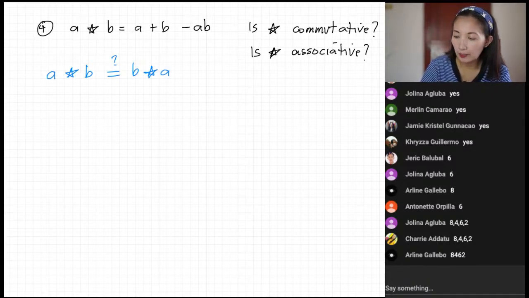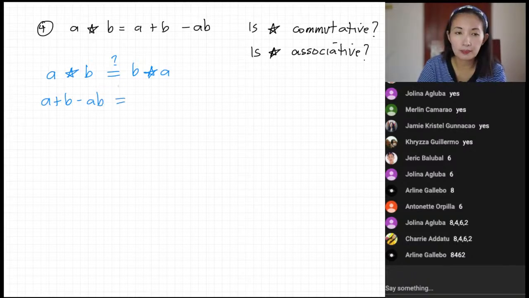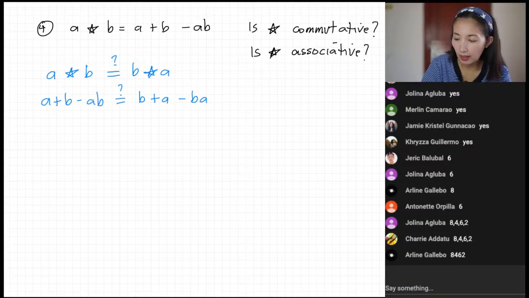So A star B is simply, sorry, it's a sum first. A plus B minus AB. Will it be equal to this? Let's see. Their sum, B plus A minus BA. Are they equal? Okay, A plus B minus AB, are they equal?